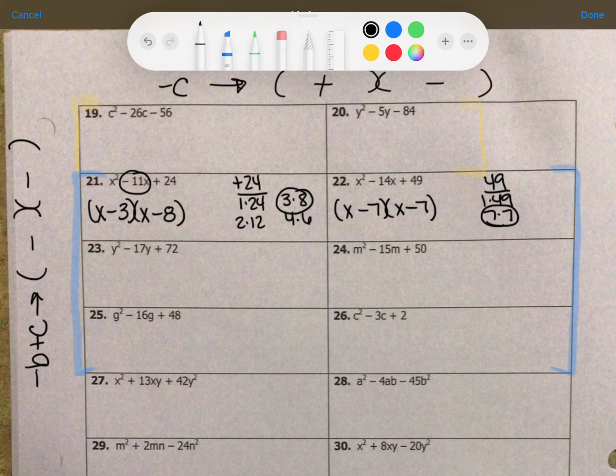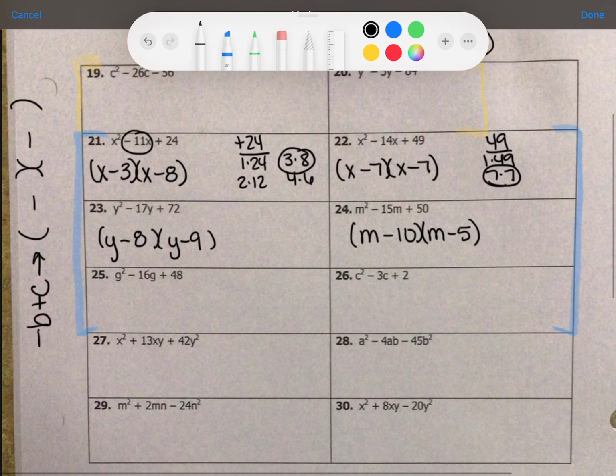All right, so let's see here. This one's going to be -8 and -9. That gives me positive 72 when I multiply, and negative 17 when I add. Number 24 is going to be a -10 and a -5, because that multiplies to give me 50 and adds to give me -15.